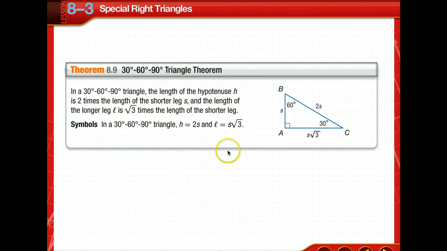Now remember, the shortest side of a triangle is opposite the smallest angle. I'm going to say that again in case you've not picked up on that before. The shortest side of a triangle is opposite the shorter leg, or the smallest angle. So the shorter leg in a 30-60-90 is opposite the 30-degree angle, and the longer leg is opposite the 60-degree angle.